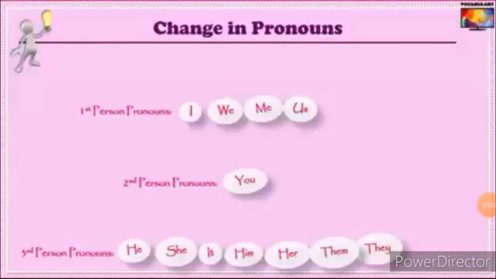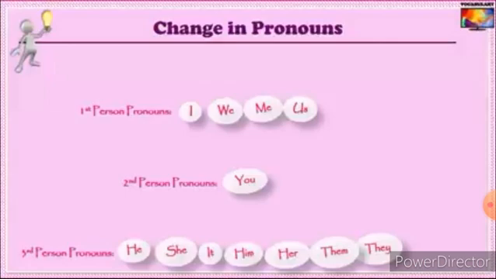The next is the change of pronouns. Look at this. The first person: I, we, me and us. Second person pronoun: you. Third person pronouns: he, she, it, him, her, them and they. Pronouns of the first person are changed according to the subject of the reporting clause. Pronouns of the second person are changed according to the object of the reporting clause. Pronouns of the third person do not change.